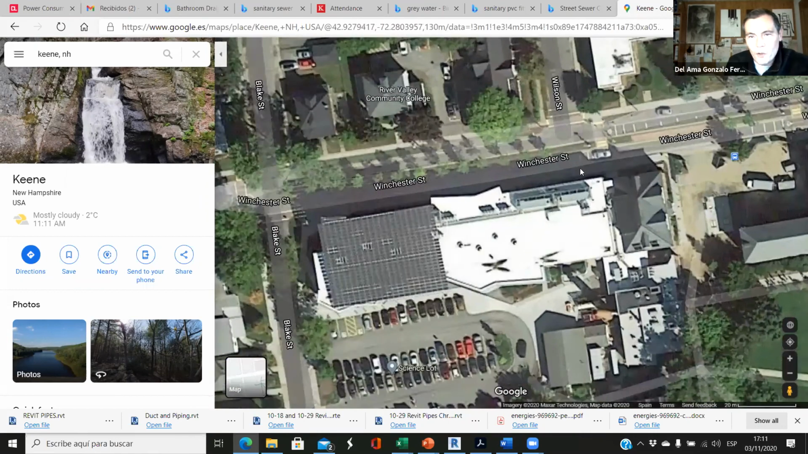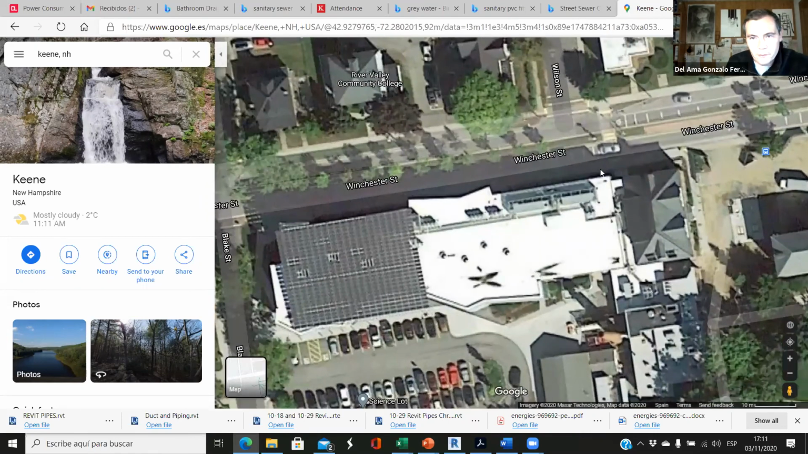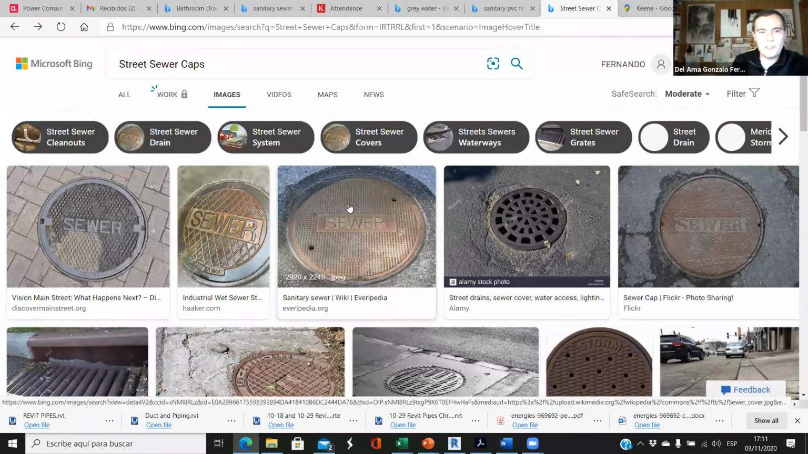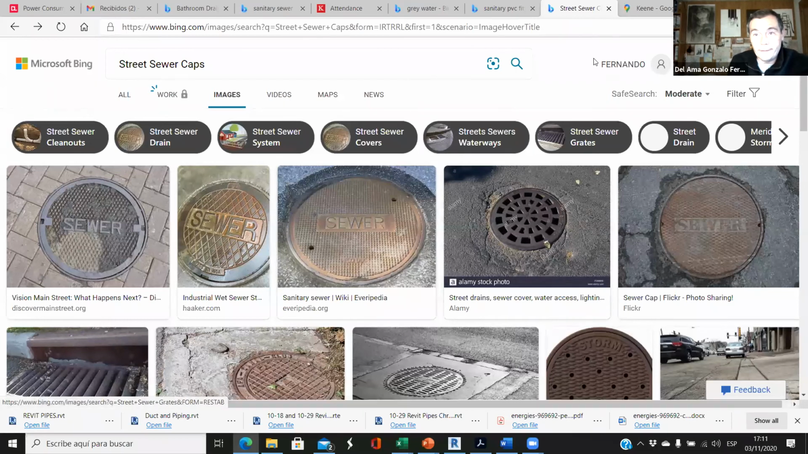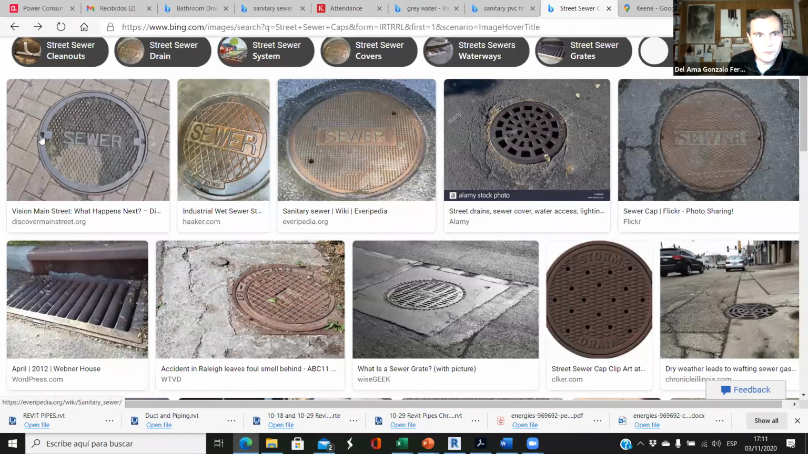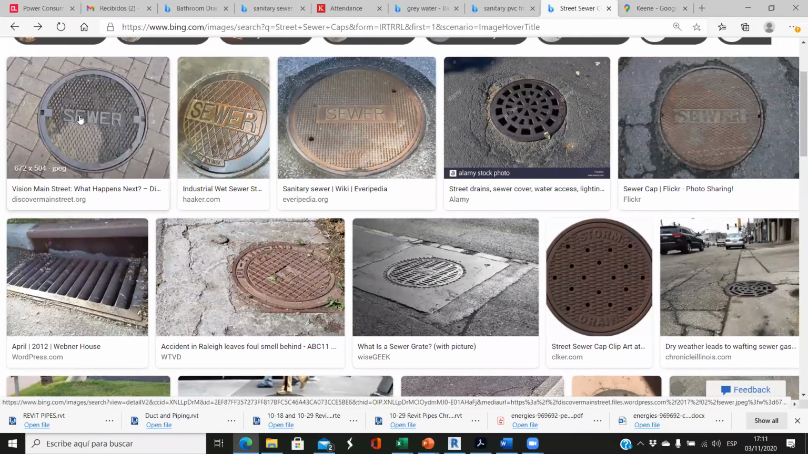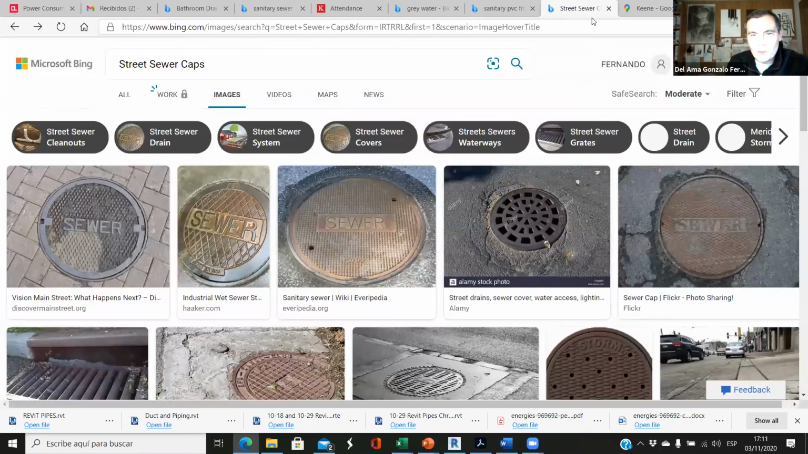But I'm sure that if you walk this sidewalk, you will find street sewer caps like this. And this is the first thing we have to do when we are designing a building. We have to find out where those sewer systems are, because this is important.